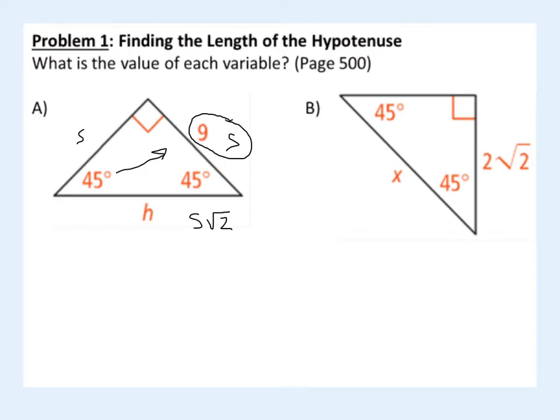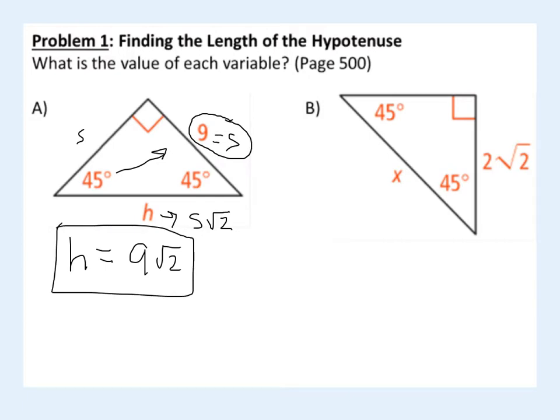So if S is equal to 9, then H would be equal to 9 square root 2, because H is equal to S square root 2, and since S is equal to 9, that would be my final answer.